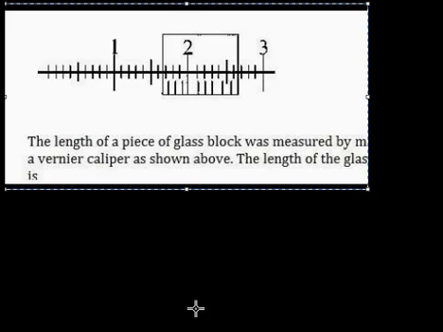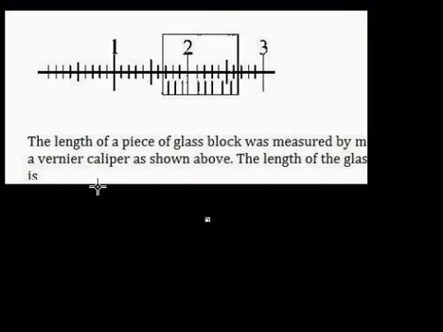Okay, so now we have this. The length of the piece of glass below is measured using the vernier caliper shown. So we are looking at the length here. This is the diagram. This right here is the movable jaw, and this is the fixed jaw.